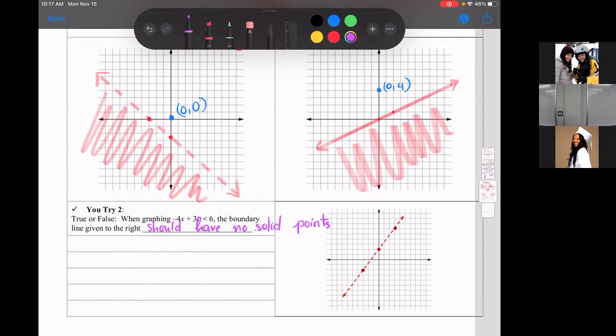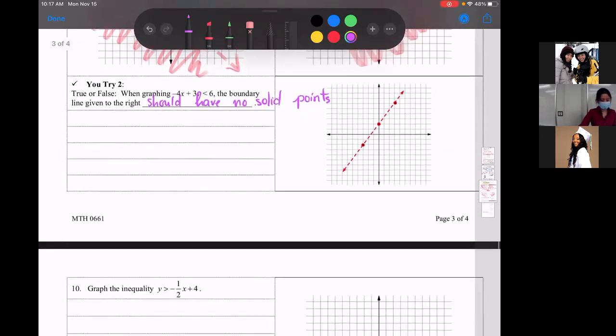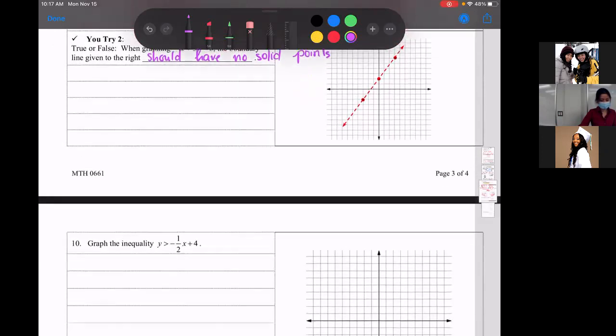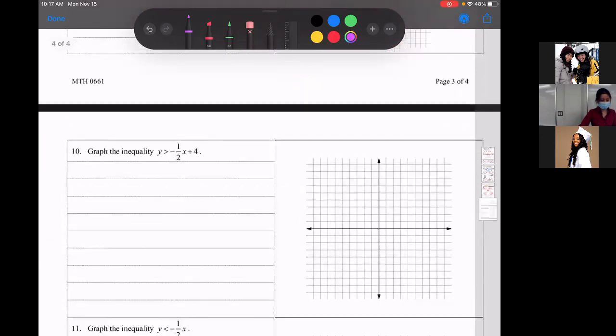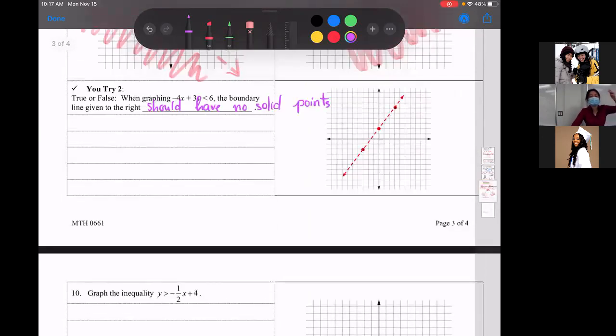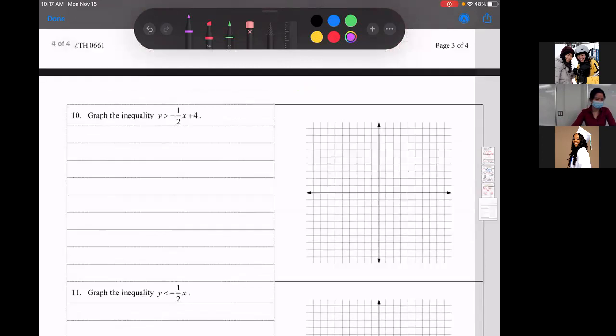Go right back to the top where I highlighted some stuff. It'll help you with the question. It's true. All right, let me go to example 10, example 11.